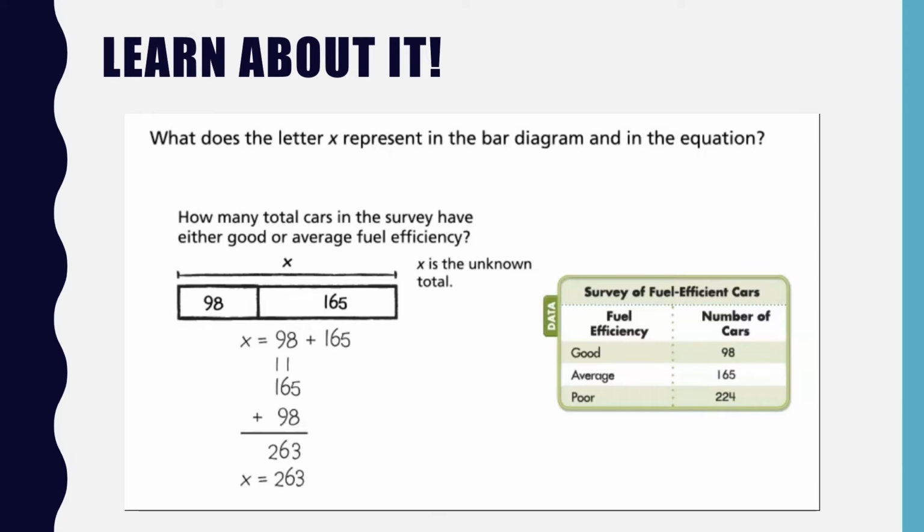So let's take a look at it. That letter X is the unknown total. Why do you think we used a letter to represent a number? It's because when we first looked at it, we weren't sure what that total was, right? So it's our mystery variable that we have to try to figure out and solve for.